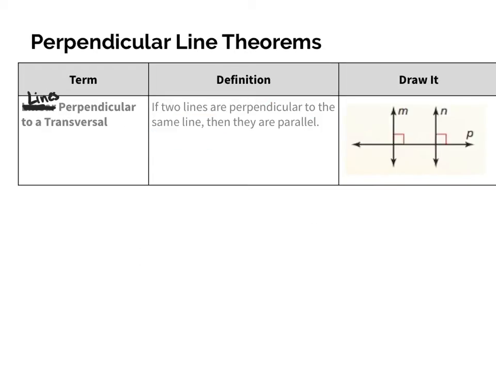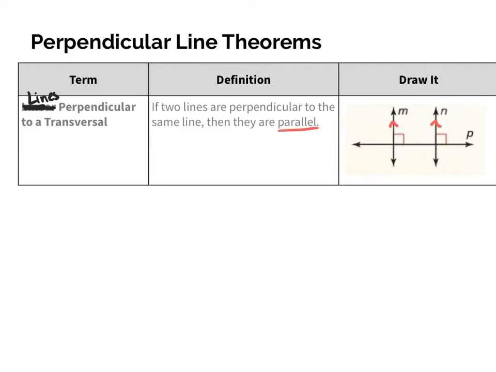All right, this last theorem is going to be saying the same thing we just talked about in the previous one, but this is lines perpendicular to a transversal. Essentially, it's saying that if we have two lines that are both perpendicular to the same transversal, the same line. So here it's showing that line M is perpendicular to P. Line N is also perpendicular to P. What it says then is that those two lines have to be parallel. So M and N are going to have to be parallel to each other.